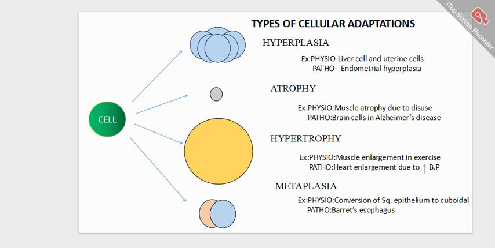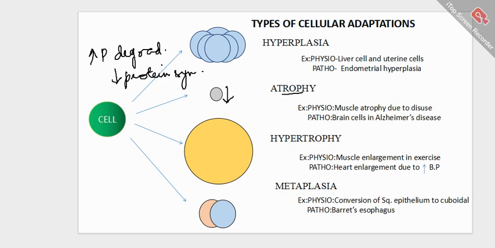Next is atrophy. We can see here the cell size is normal, and here the cell size has decreased. A decrease in cell size is known as atrophy. The mechanism involved is decreased protein synthesis, which can be observed in an atrophic cell, or increased protein degradation. Either of the two leads to a decrease in cell size, termed atrophy.